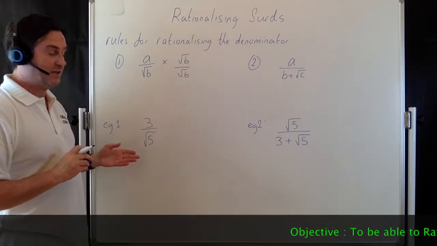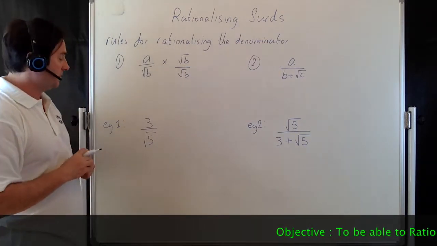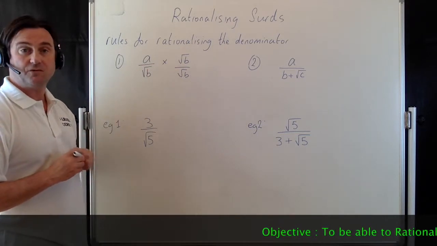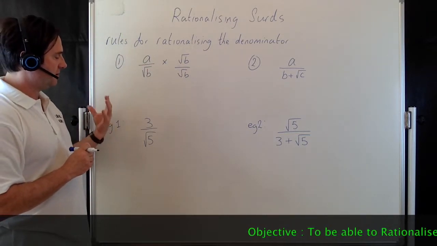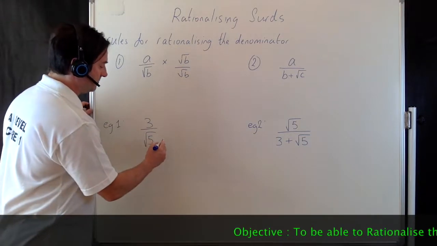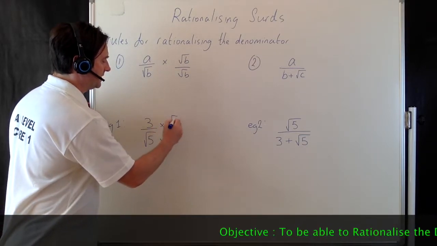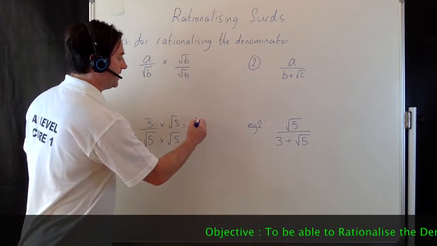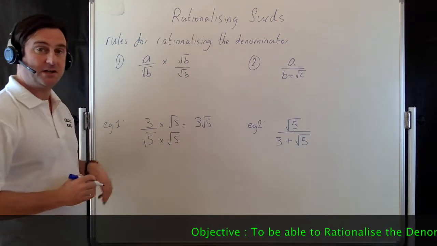Look at example 1 here. We've got 3 over the square root of 5. And what we're going to do is rationalise the denominator using our first rule. So here it says multiply the top and the bottom by root 5. So we're going to times this by root 5, and we're going to times this by root 5. So on the top, we just end up with 3 root 5. We don't need to put the multiply in.